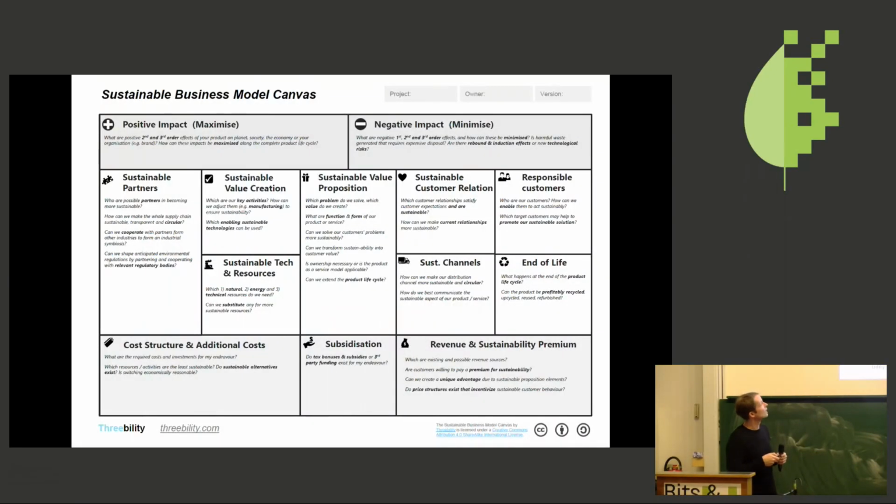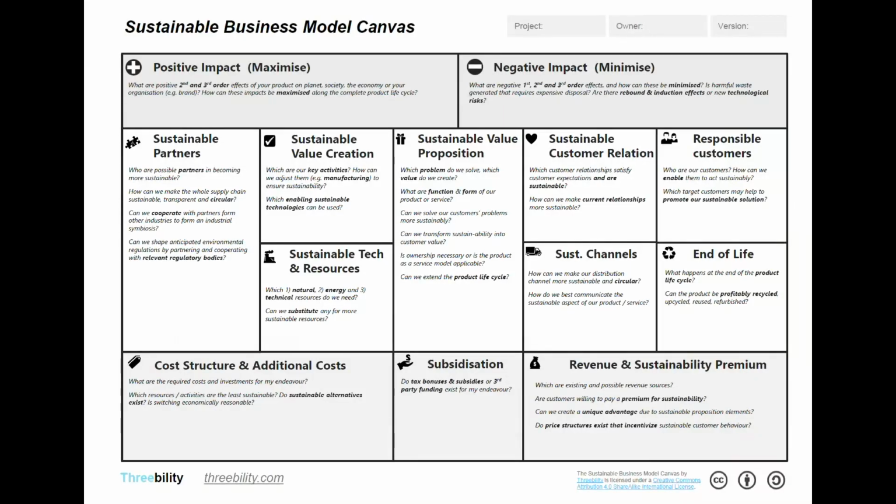And so we started back then to adapt the standard business model canvas towards this one, the sustainable business model canvas. Out there in the world there are a few other versions of this one as well, but this is the one we came up with, where, for example, we take into account the end of life, we take into account subsidization, and at the top, I will talk about that later, we take into account the positive impact of the business and also the negative impact.